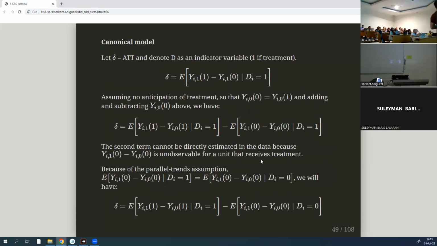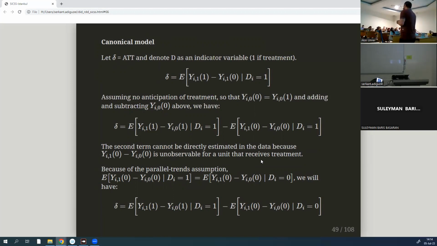A little bit of notation, but maybe I can just skip this. What is important here is that this is what we are interested in: the average treatment effect on the treated, conditioning on getting the treatment, D_i equal to 1, so that's treated. The problem is we don't have this. Then how are we going to infer that? That's why we need this parallel trends assumption.